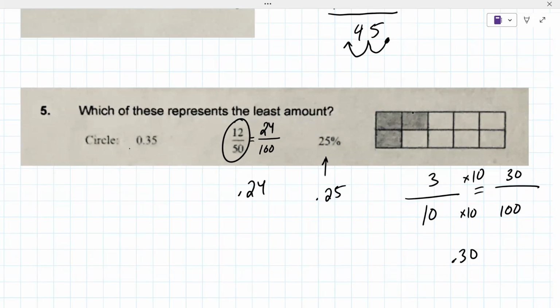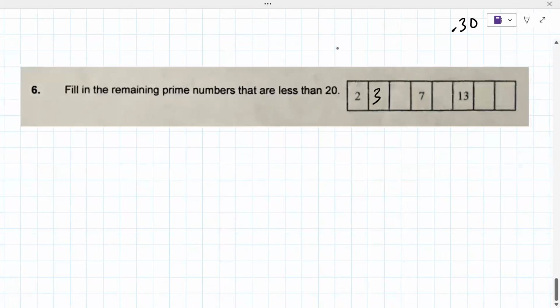Number 6. This is just a list of numbers. This is just like a definition. I'll fill them in here for you. You do want to know these. I don't know how to tell you to learn them, but you do want to know them.